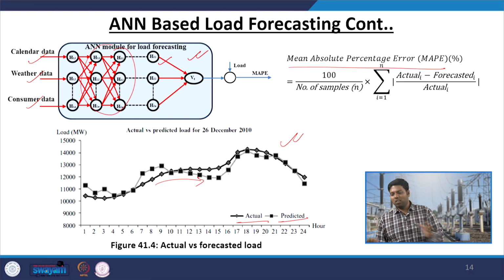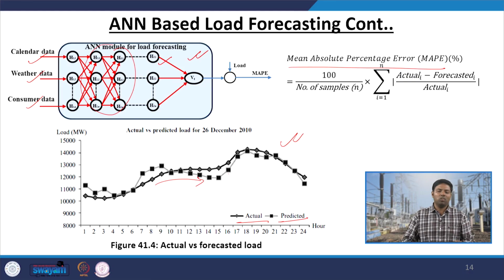Your load is not always linearly dependent upon your climate data, or upon the weekdays or weekend, the day and time frame. It is not linear. Linear dependency is very rare in the actual system, but for those traditional methods we consider it to be a linear method. So, if that is there, then your prediction accuracy will be very low.